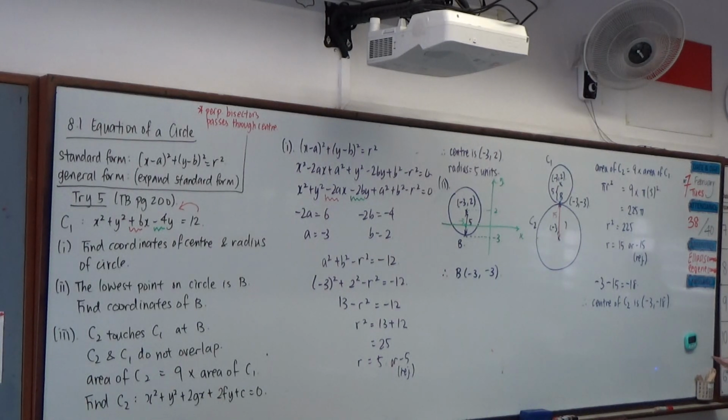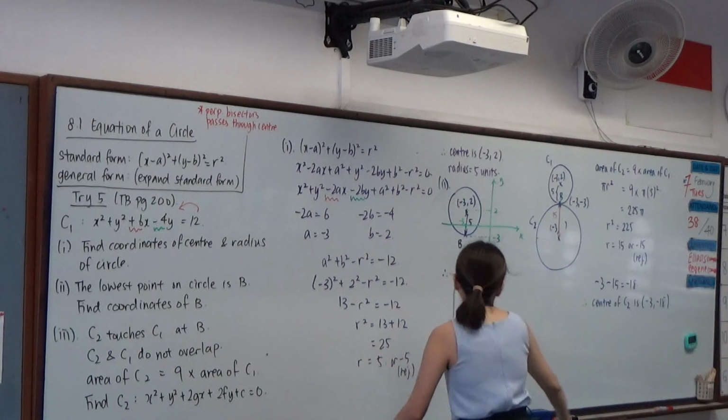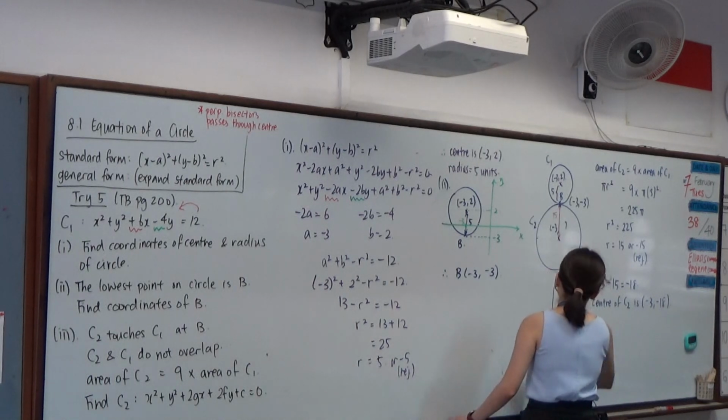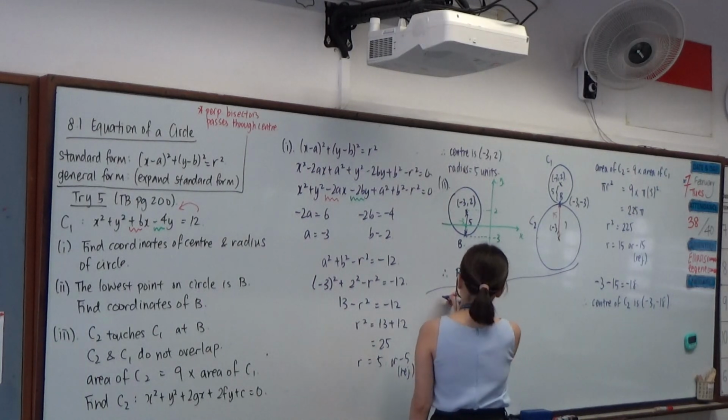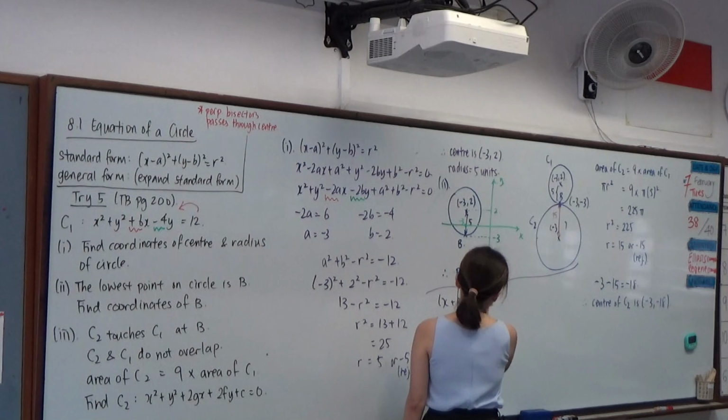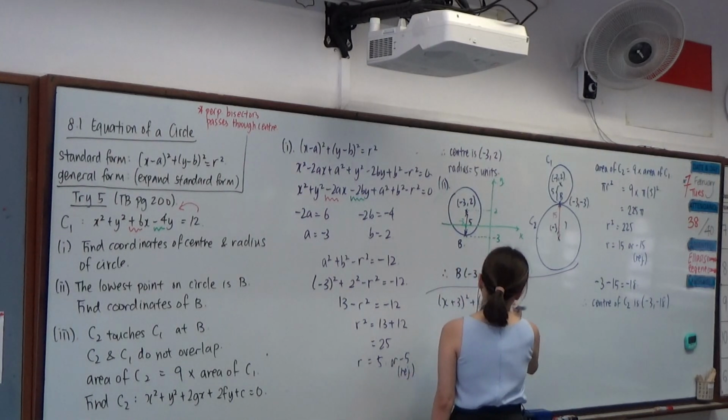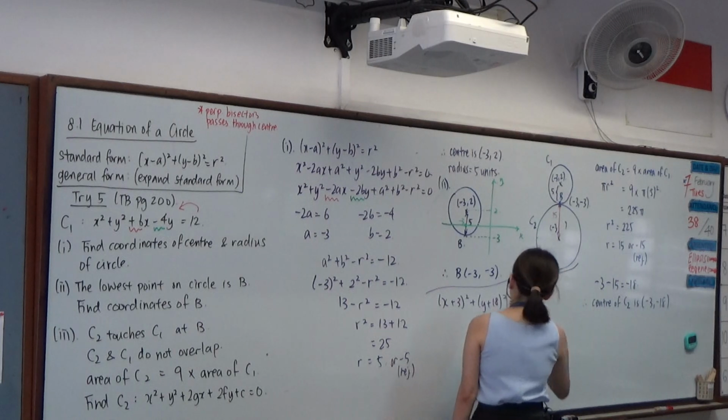Any questions at this juncture? Alright. So now that I know the radius of C2 and the coordinates of the center of C2, I can proceed to find the equation of C2 and finally answer the question. Okay, so I'll continue over here. (x + 3)² + (y + 18)² = 15².